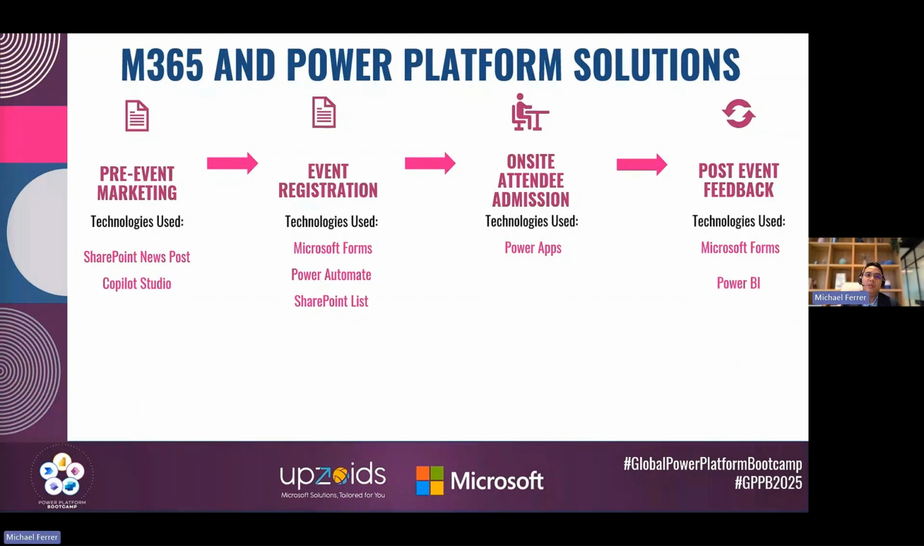All right, so just a summary of what we discussed in terms of what technologies can be used. For example, for pre-event marketing, we can use SharePoint News Post and Copilot Studio. For the event registration, use Microsoft Forms, Power Automate, and SharePoint List. For the on-site attendee admission, use Power Apps, and for the event feedback, we can use Microsoft Forms and Power BI.